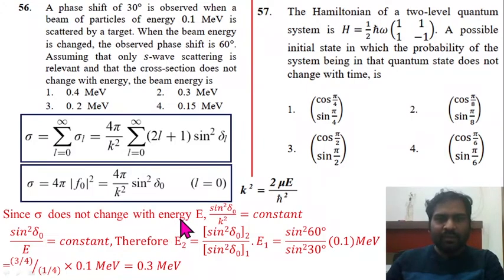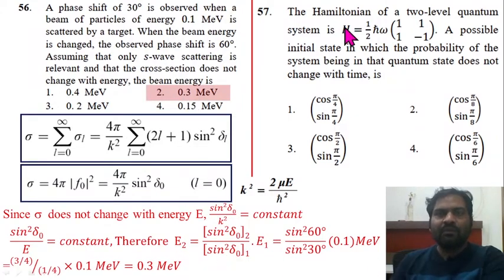Total cross sectional scattering does not change. Sigma does not change with energy. Okay, so this particular term is equal to constant. So sigma, sin square delta 0 by k square, equal to constant. Put k square proportional to E because other terms are also constant. So sin square delta 0 by E equal to constant. Therefore, E2 by E1 is equal to this ratio. Multiplying E1 this side, you will get the value of E2. Option number 2, that is 0.3 mega electron volt, is correct.